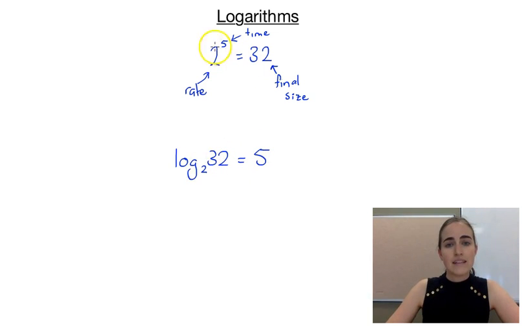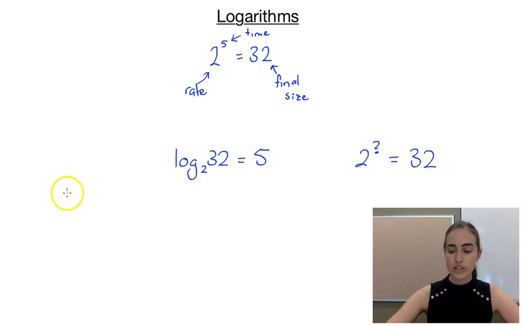So the base stays the same, so it's the base of our log. Then we have the final size of 32, and then we have our number of time periods over here as the 5. So when we read a log, we're saying 2 to the power of something is equal to 32. So 2 to the power of something is equal to this number 32, and that something is 5. So 2 to the power of 5 is equal to 32.